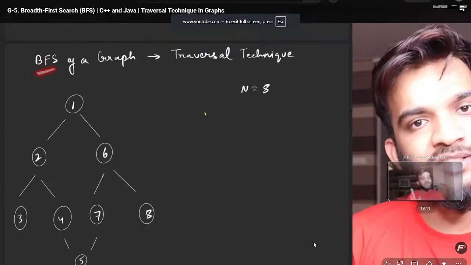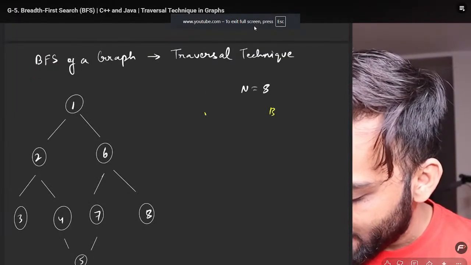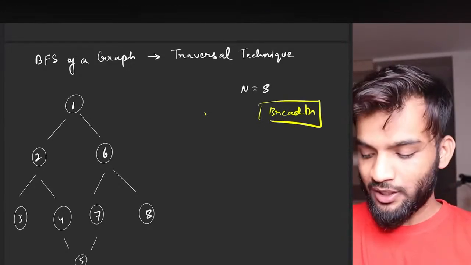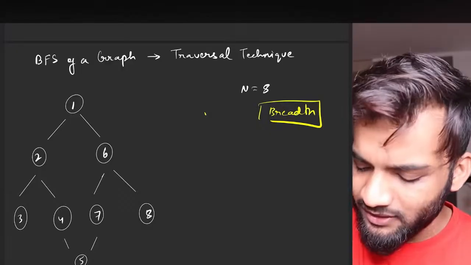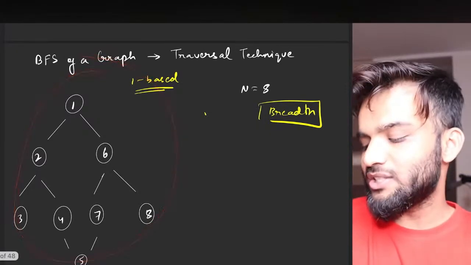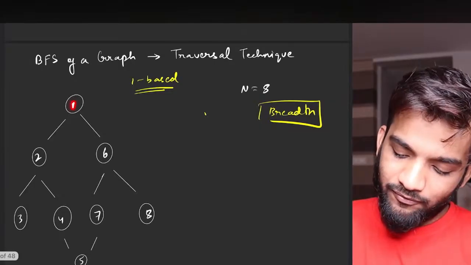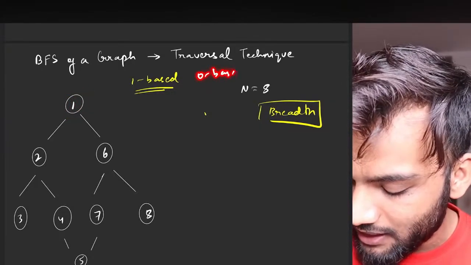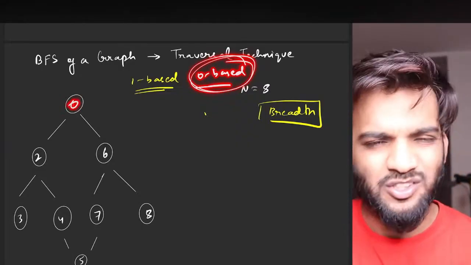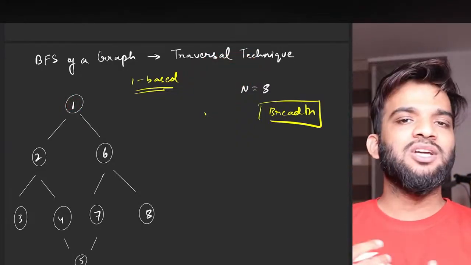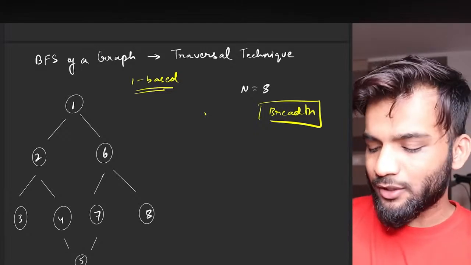So what is BFS? As the name suggests, breadth, very important term, breadth first search. Now usually graphs are of two kinds. One can be the one based indexing graph, which is this one. If you carefully see, n is 8 over here, and the node numbering starts from 1. Or it can be 0 based indexing, where the graph numbering starts from 0. That is okay, you just need to make sure you write the code according to that, but the logic remains the same. So let's come back to BFS.